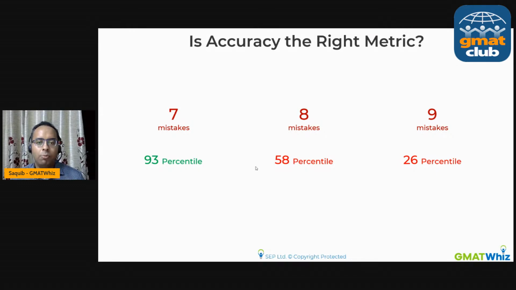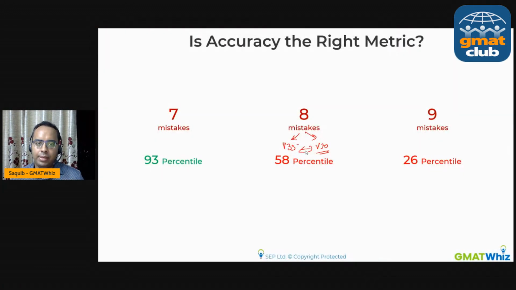Because you might end up with somebody with 8 mistakes getting a V35, and somebody with, as I just showed you, might end up with a V30. And the only difference between these two would be the number of questions that they got correct and incorrect in the first 2 quarters. Okay, so don't consider accuracy as the right metric.